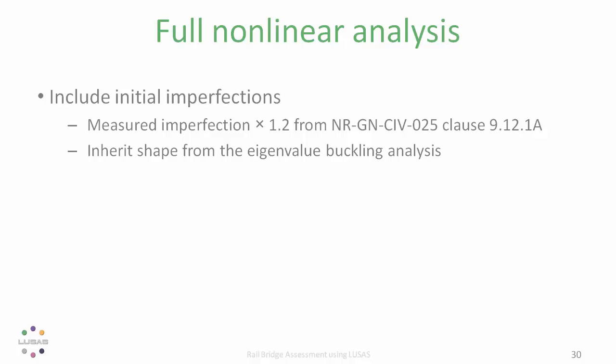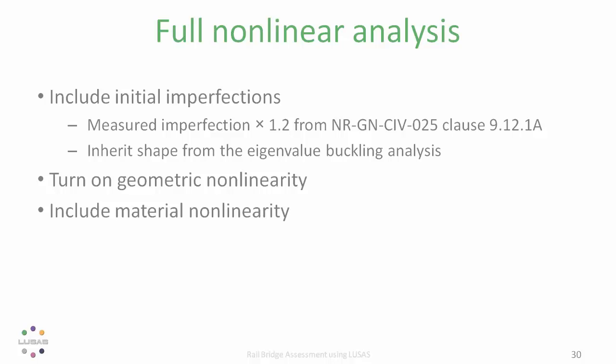The shape of the imperfection can be conveniently based on the buckling mode shape, which is already identified in our eigenvalue analysis. That's only a click away. And indeed, it is actually the suggested method in the Eurocode. We also need to turn on geometric nonlinearity. That instructs the software that we're going to use large displacement theory. And we need to ultimately include material nonlinearity as well. Let's see where those settings can be found in LUSAS.